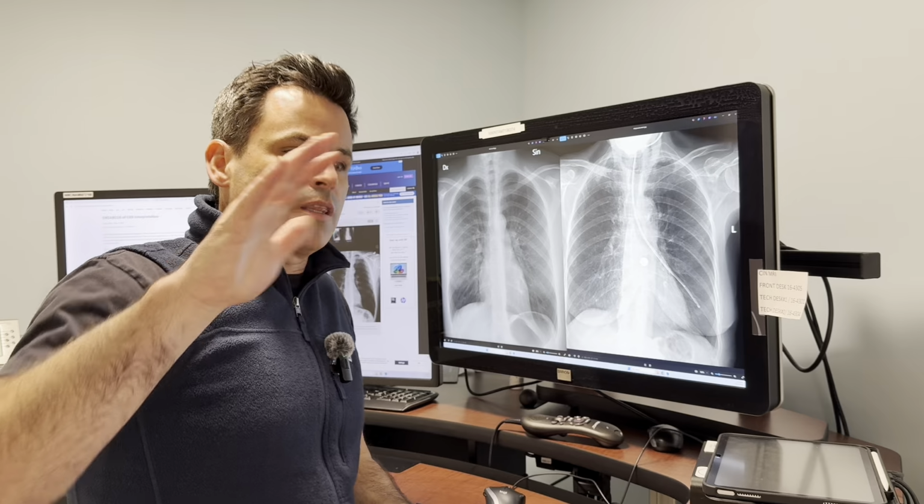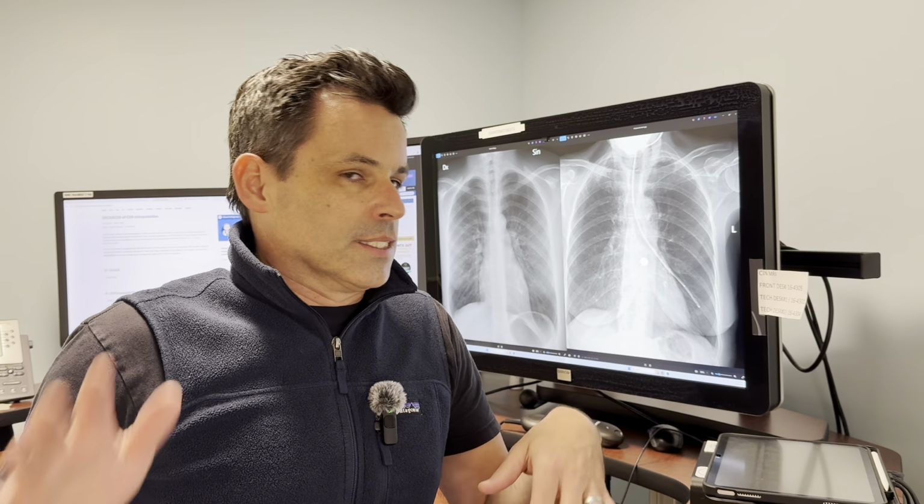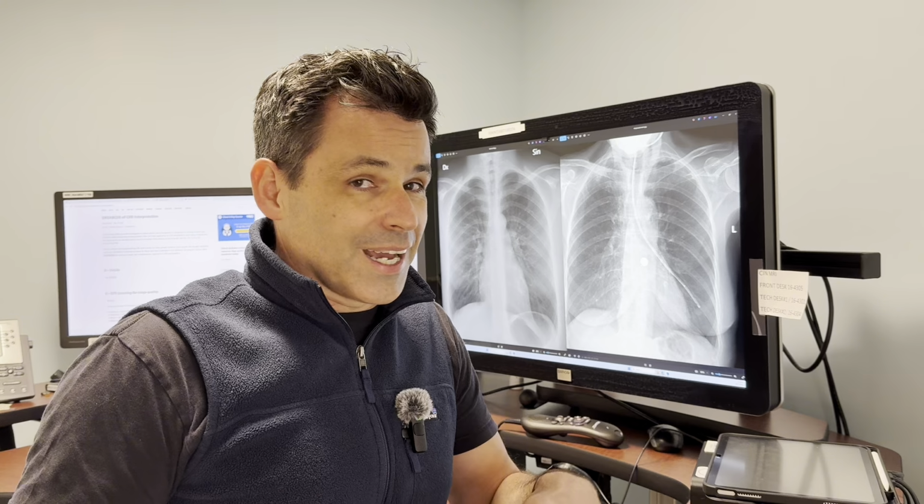Let's get into it. The first thing that you should look at whenever you open a chest x-ray is not the airway, it's not the lungs. You should take a basic snapshot of the setting of that study. Where did the study come from? Is it an outpatient study? Did it come from the ICU? Is it an emergency department study?